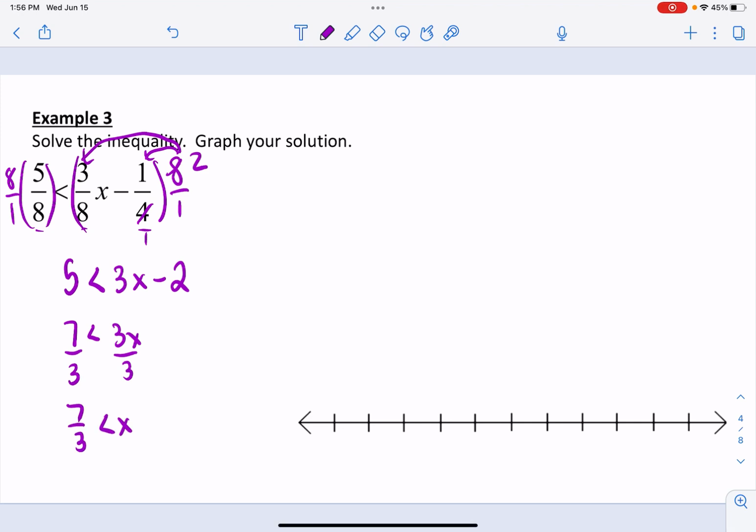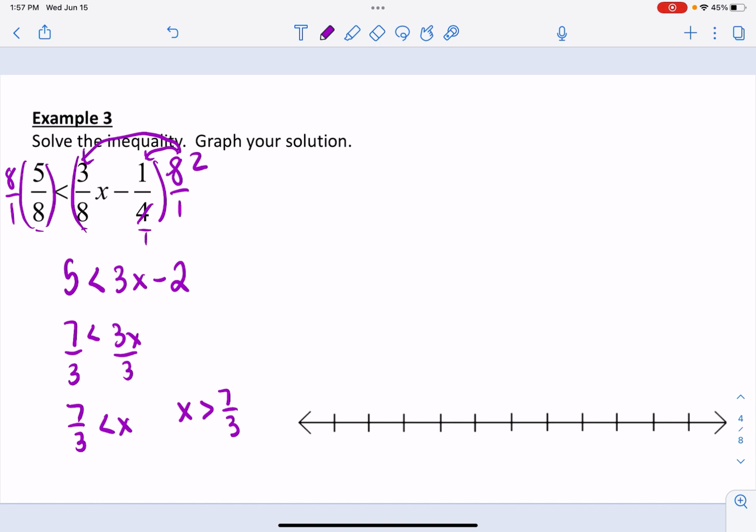Okay, I'm going to flip that sign. So I'm going to say x greater than 7/3. When you flip the locations of the x's, you essentially flip the sign. But I look at it like the inequality symbol opens up to the x. So that's the bigger quantity. So it always has to open up to the x.